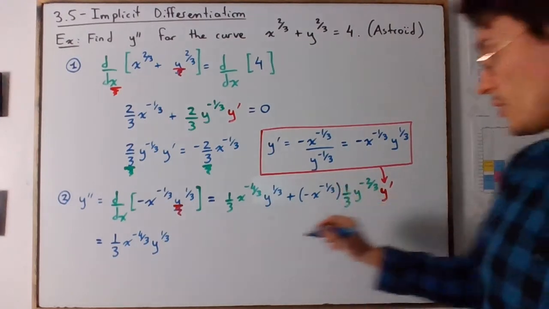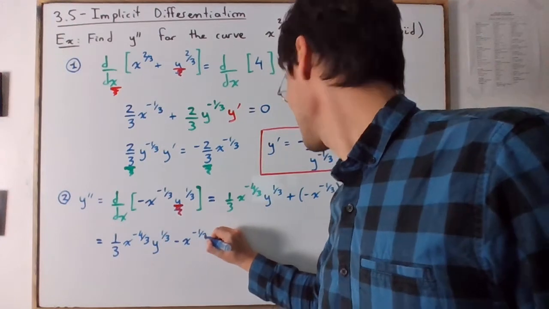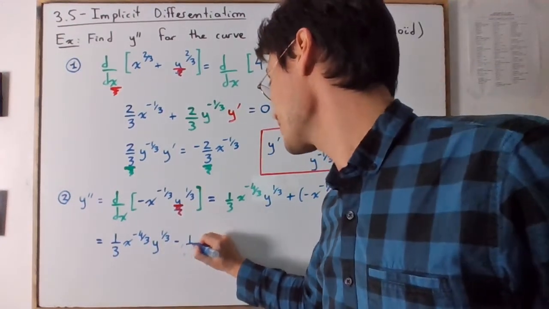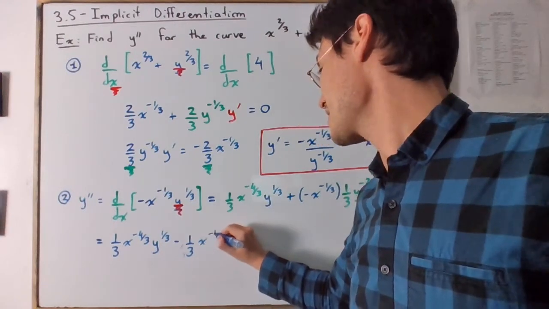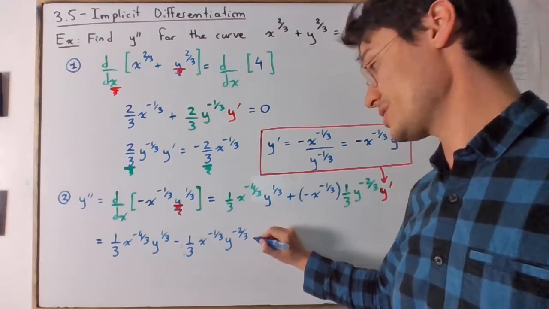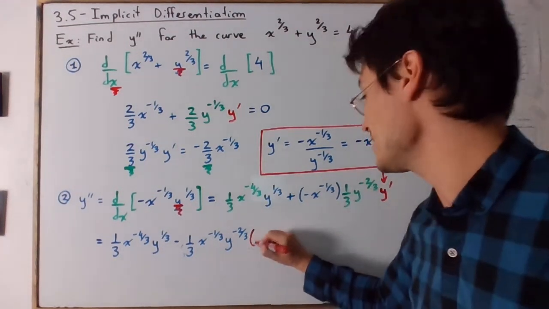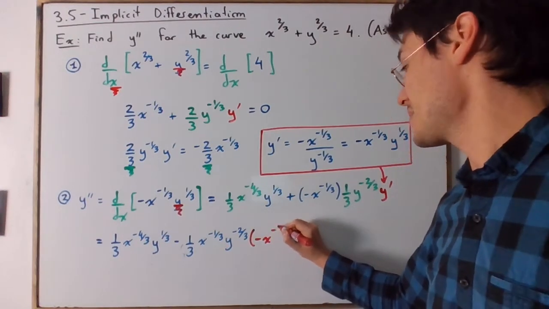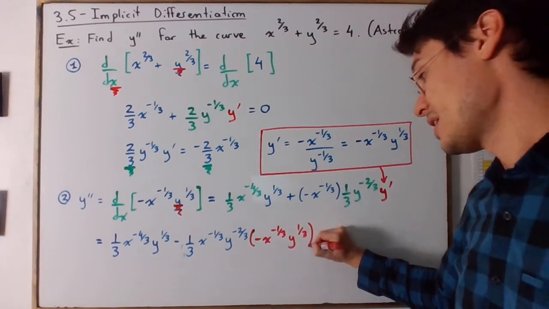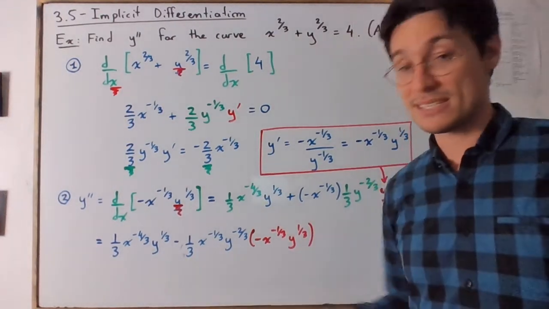And here, okay, so let's put the minus outside. So x to the negative 1/3. I'll put the 1/3 in front though. So negative 1/3, x to the negative 1/3, y to the negative 2/3. And then instead of y prime, we replace this box, right? So we replace the negative x to the negative 1/3, y to the negative 1/3. And before doing anything else, I think I would just simplify this mess.